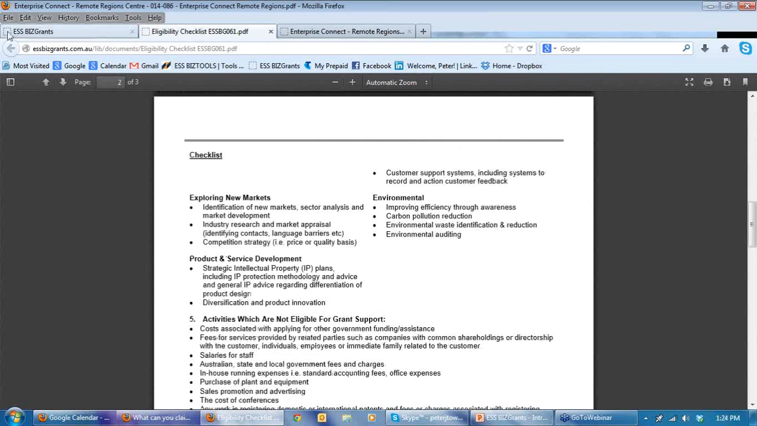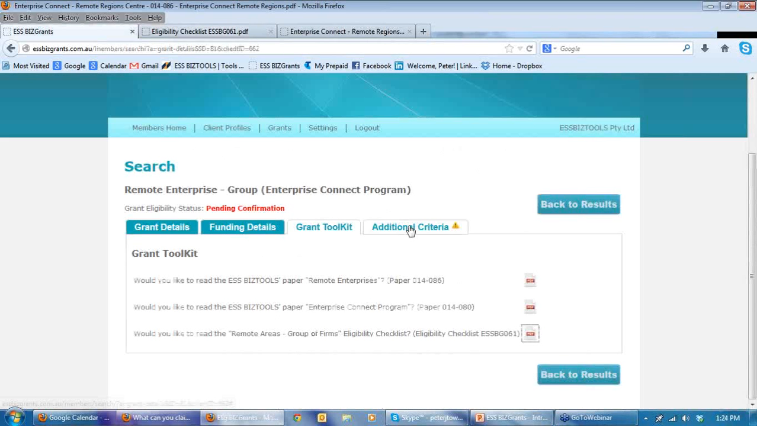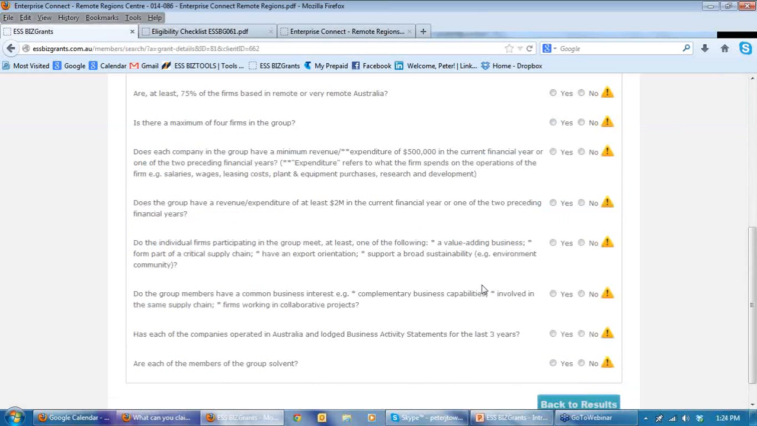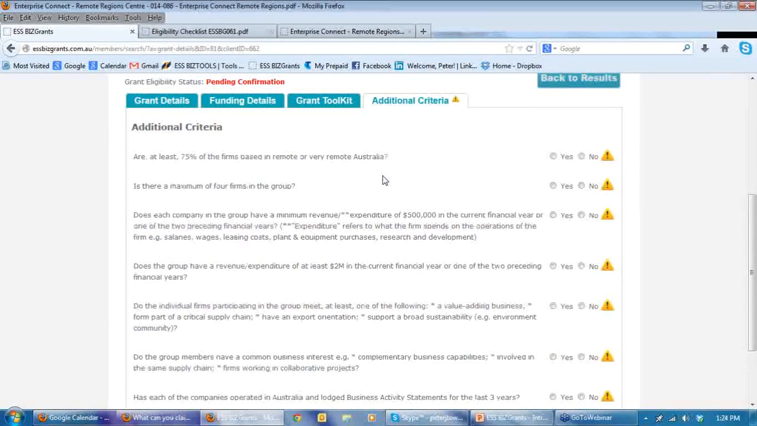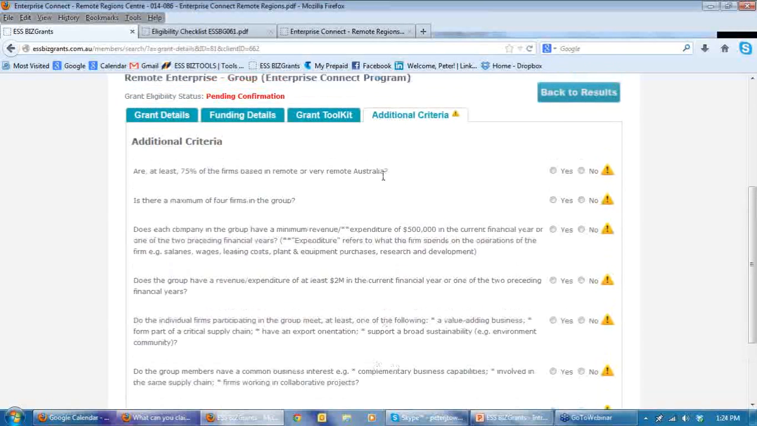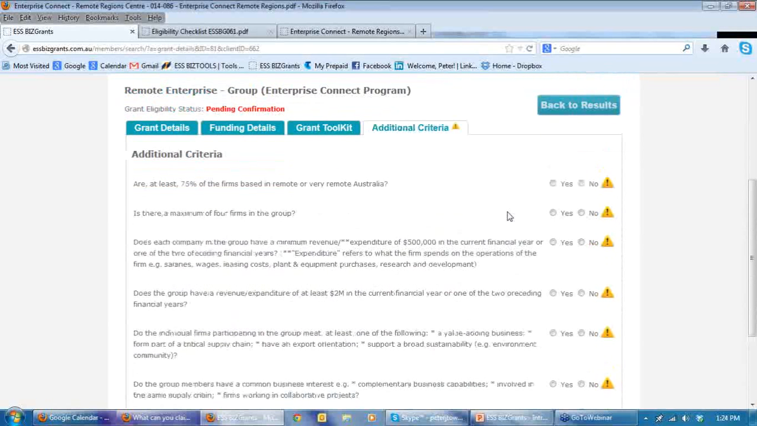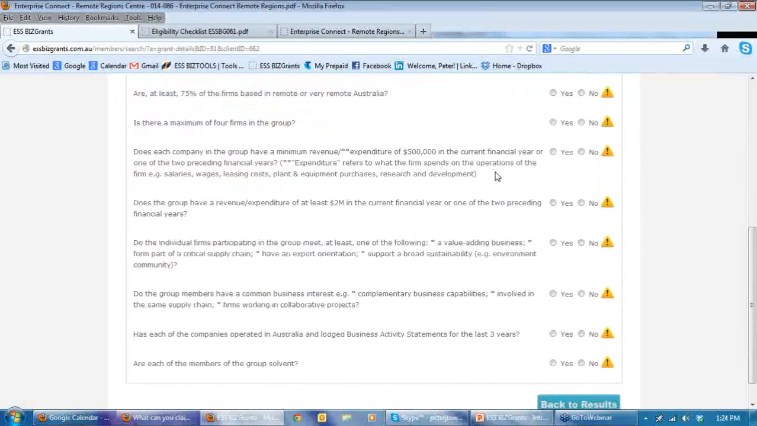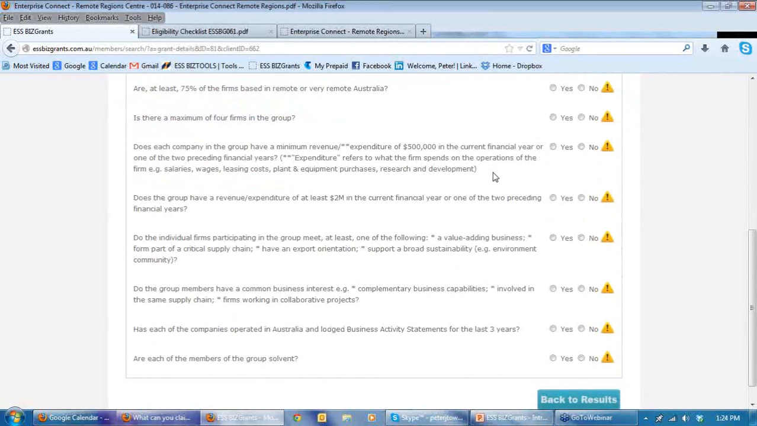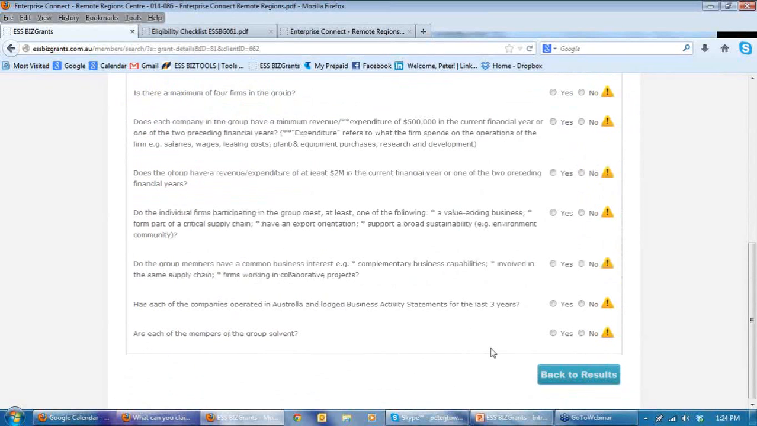Now we can then go on to some additional criteria. This is for a group enterprise, so there's a series of questions there that you could go through and answer, and if you answer those questions correctly, and incidentally yes is not always the correct answer, it will then indicate that the grant is potentially eligible. It comes up in green with the word eligible.